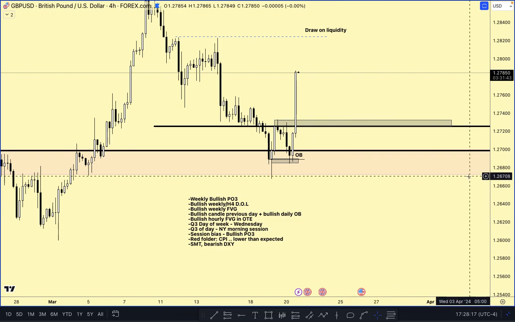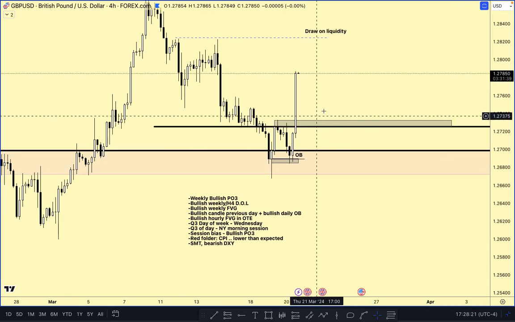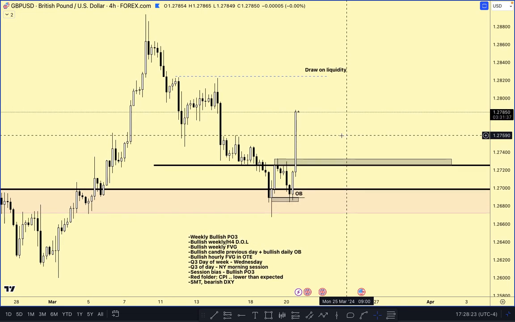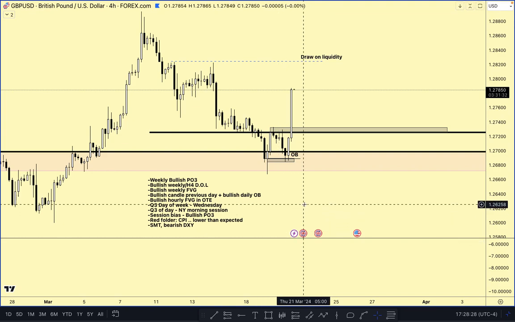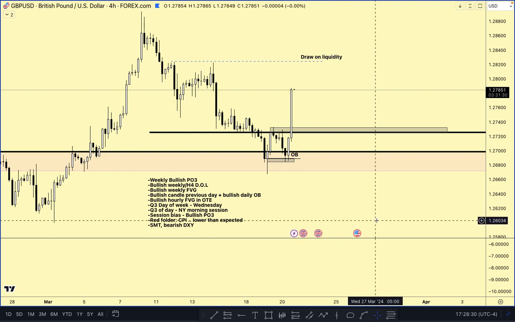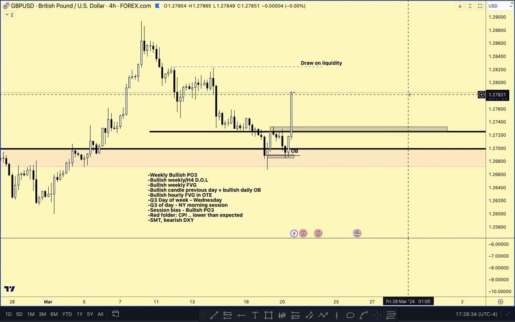But as you can see, we have a ton of confluences. A plethora of confluences. Just go to the 1 hour.